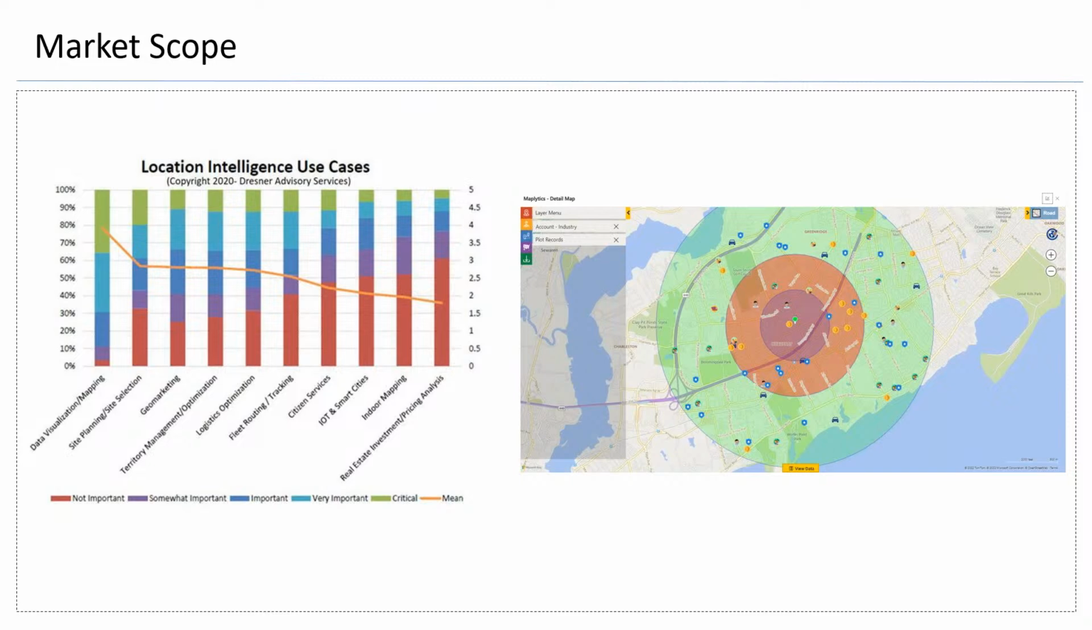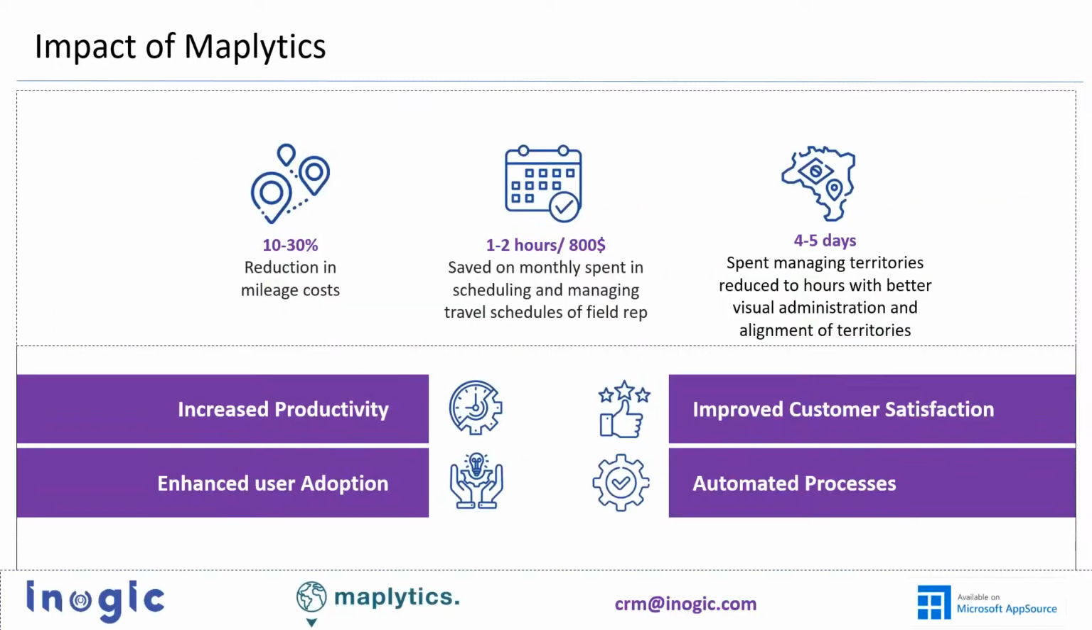Before we start with the overview of the features to be covered today, let's see a few of the examples of the impact of Maplytics in the businesses. With Maplytics in use, organizations are able to reduce mileage cost by 10 to 30%, and we all know how valuable it is to save the fuel. Scheduling field trips used to be a tedious process earlier, but with Maplytics, people are able to save 1 to 2 hours daily, and that amounts to about $800 each month.